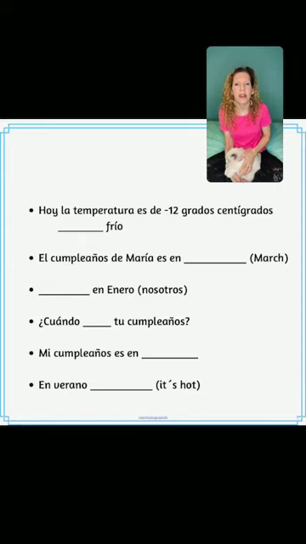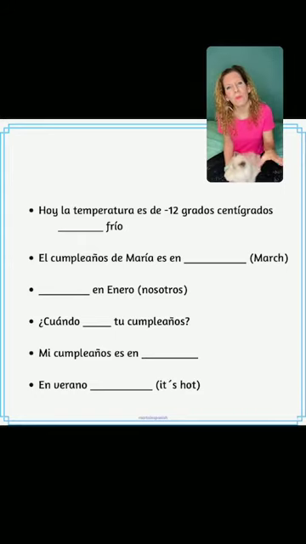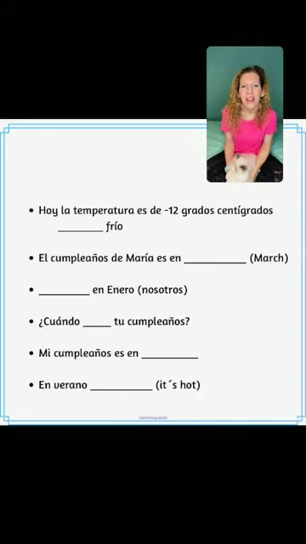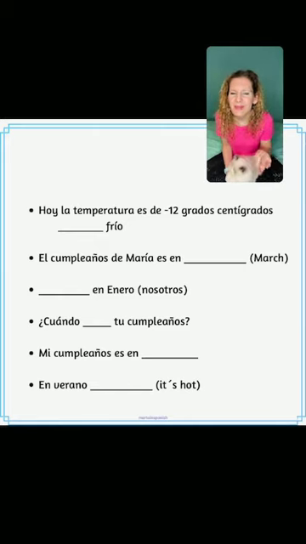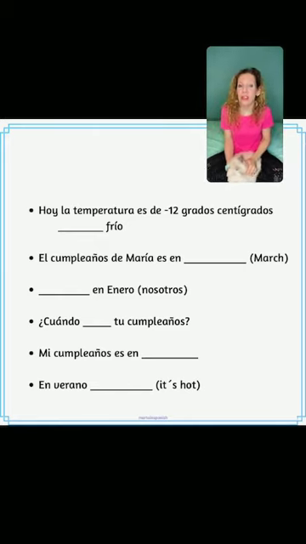Okay, next one. ¿Cuándo tu cumpleaños? So, when is your birthday? That's a great question to know how to ask, right? So, ¿cuándo tu cumpleaños? What would you say there? ¿Cuándo fue tu cumpleaños? We could use fue perfectly, yes.